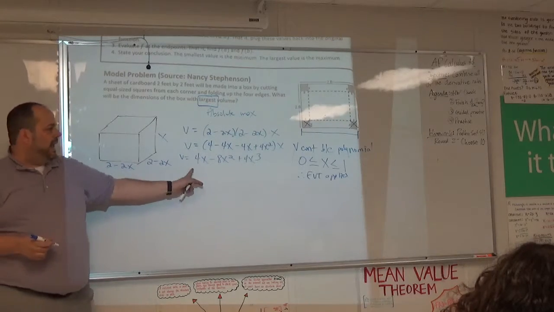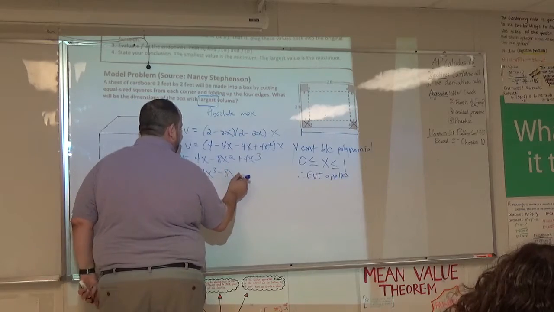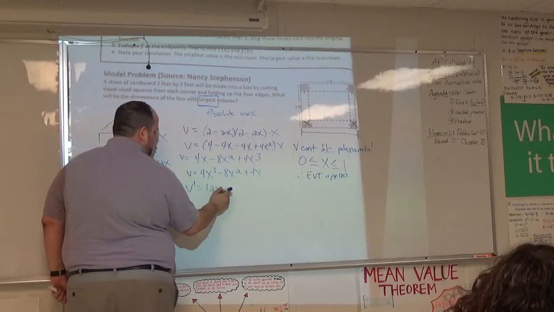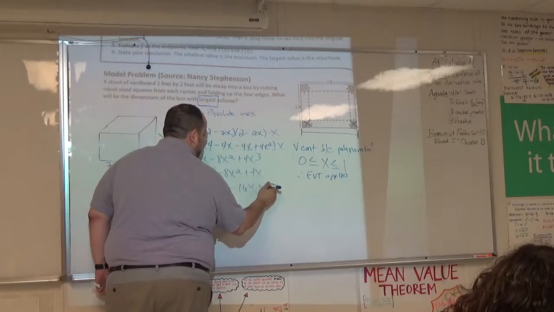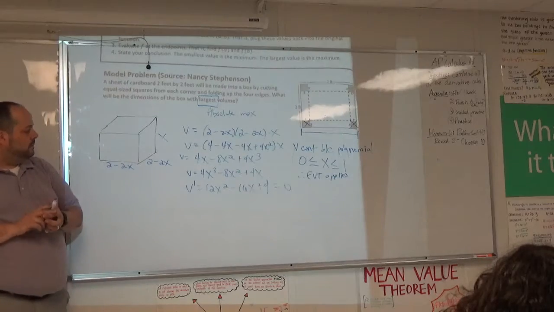If you want me to write it in descending order, I'll do that. 4x cubed minus 8x squared plus 4x. Okay, now we're going to take the derivative. 12x squared minus 16x plus 4. We're going to set the derivative equal to 0.